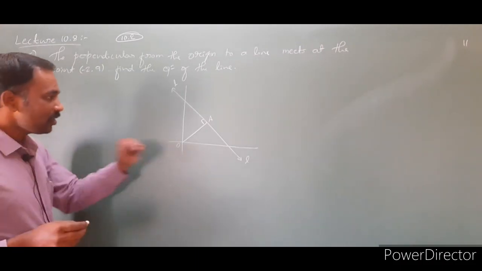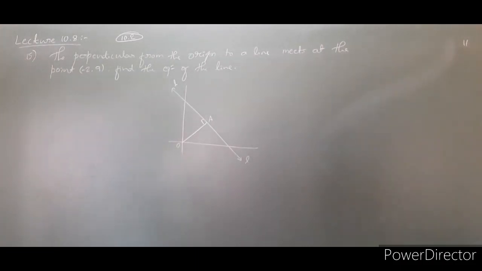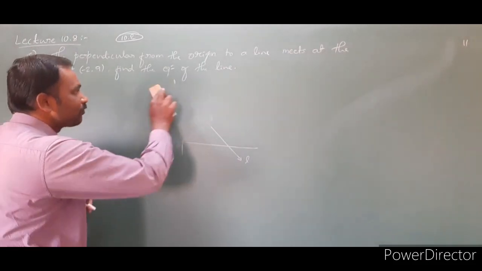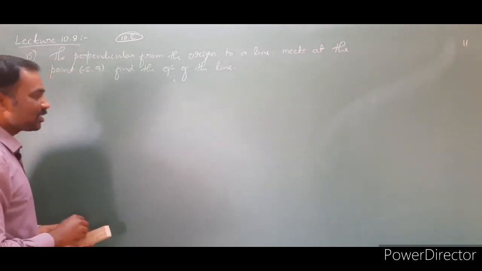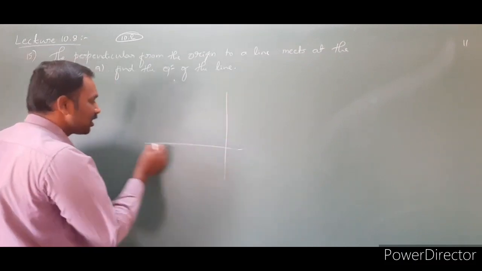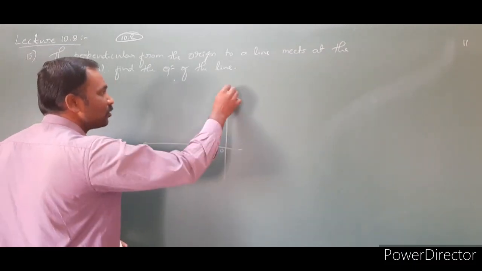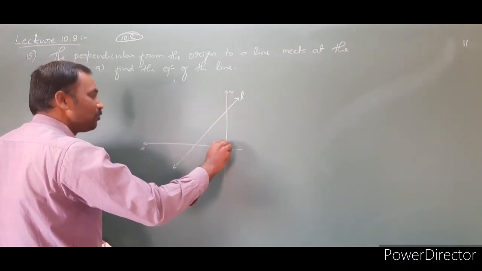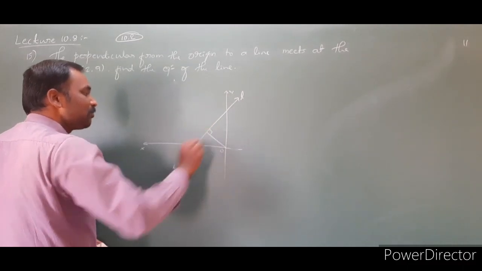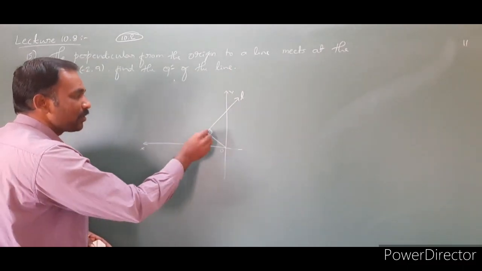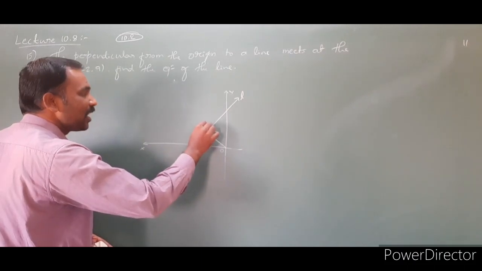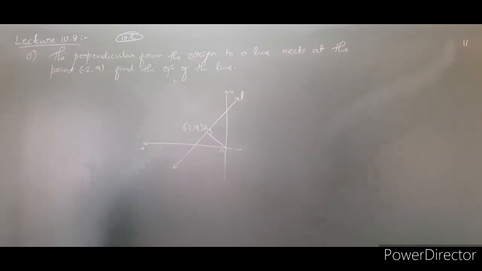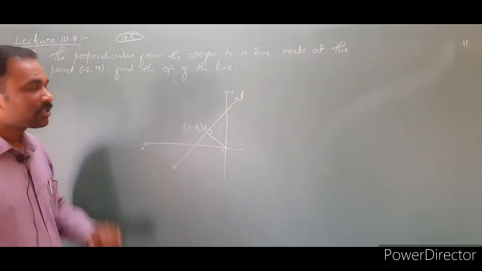Here I considered the first quadrant, but it is better to take the exact diagram. For (-2, 9), the x coordinate is negative and the y coordinate is positive, so that is the second quadrant. This is OY. Suppose this is the line whose equation we need to find. The perpendicular from the origin meets the line at the point (-2, 9).